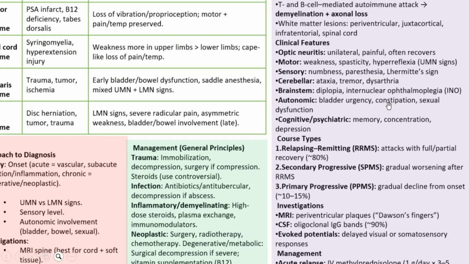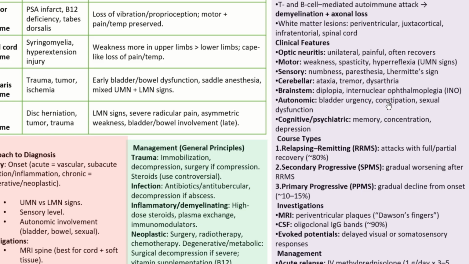And the clinical features are going to be very important because we have optic neuritis, which is most times unilateral, where someone can say, I had become blind in one eye, but then it recovers, and it mostly recovers, and it's always painful. Then we have the motor symptoms, which are going to be weakness, spasticity, hyperreflexia, and these are typically the upper motor neuron signs. Then you have sensory issues like numbness, paresthesia, and Lhermitte sign.